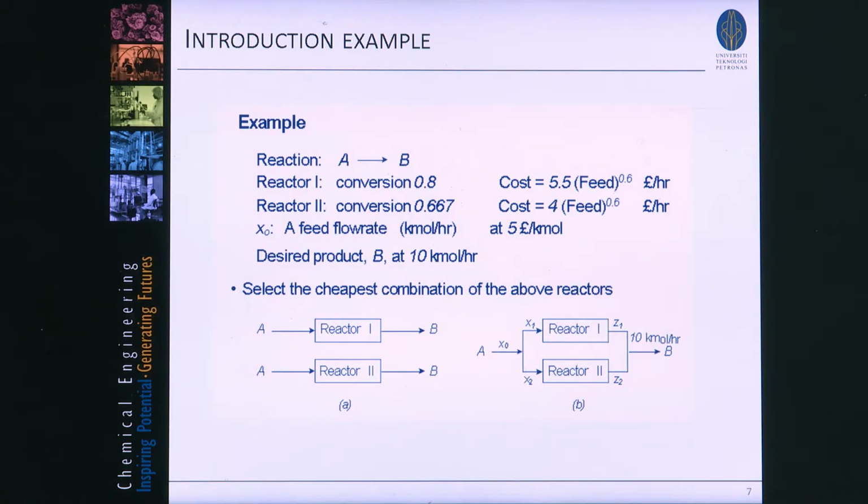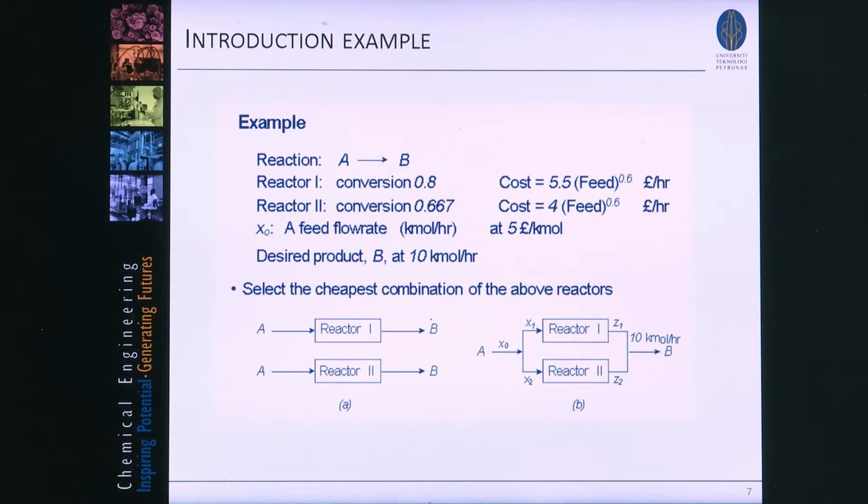So now, for example, we have reaction A to B, and then we have reactor 1, with different catalysts in reactor 1 than in reactor 2. So we have 80% conversion of A, with the cost of the operation being 5.5 times feed to the power of 0.6. And then the conversion of reactor 2 is slightly lower, 66%. It's also a cheaper cost of processing, 4 times feed to the power of 0.6. And then x0 is the feed flow rate, so we have to pay for the feed at 5 pounds per kilomole, and we have the desired product B of 10 kilomole per hour.